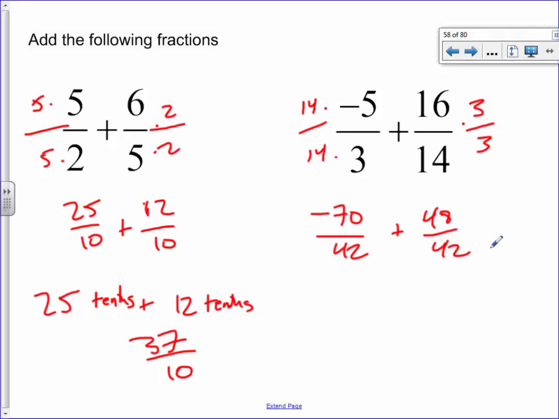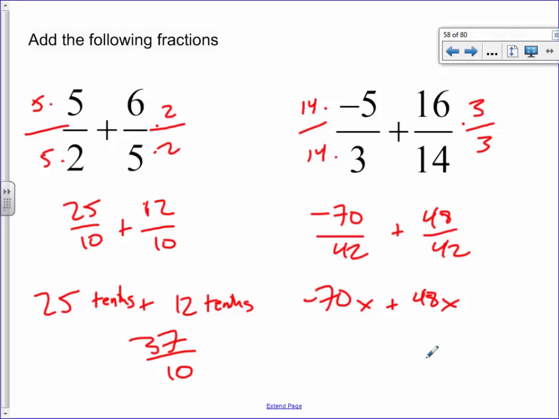Let me know if that stuff doesn't make sense to you. But basically, times the 5 and the 14, the 3 and the 14, the 6 and the 3, and the 14 and the 3. Times them all. If you want to write this out in words, what you have is minus 70 of something, and you're adding 48 of something. So yes, they can add together.